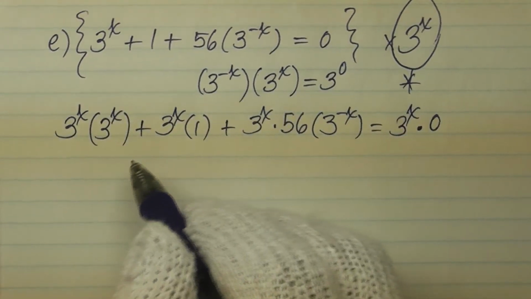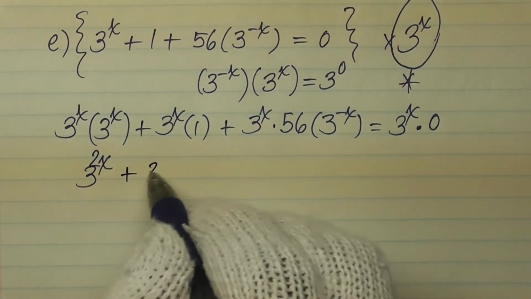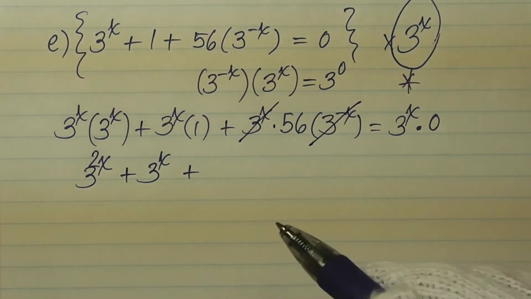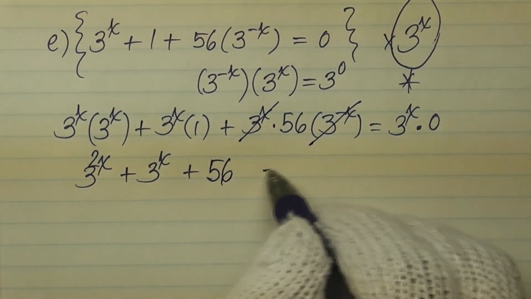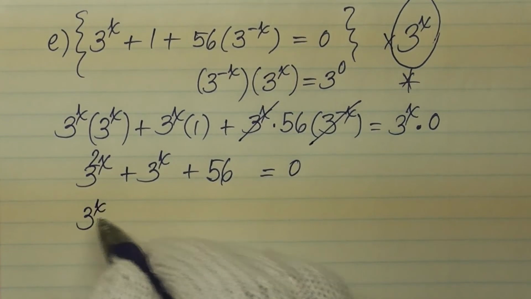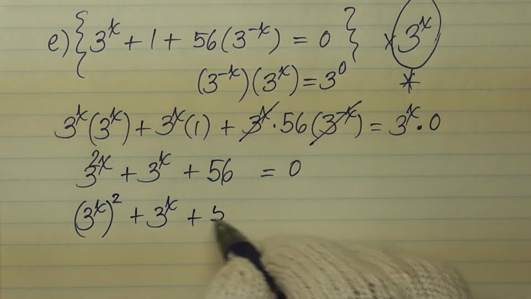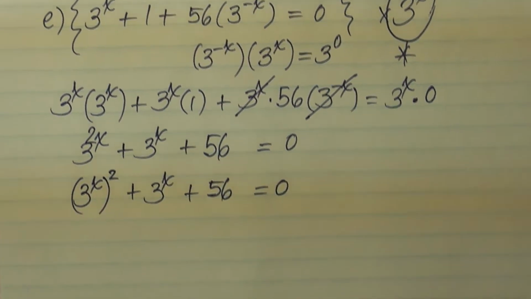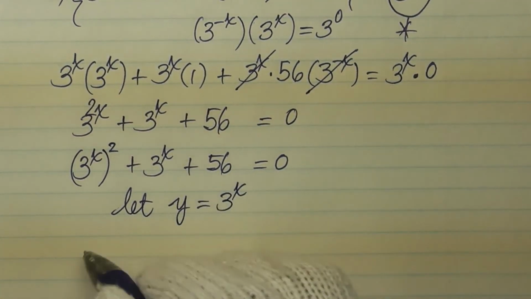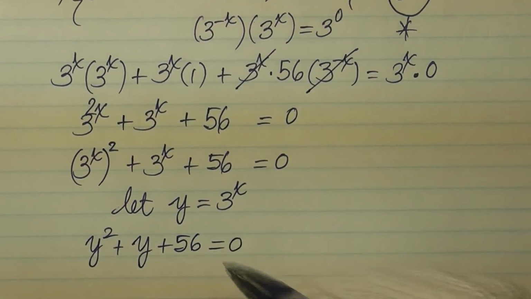3 to the x times 3 to the x is 3 to the 2x plus 3 to the x plus, this 3 to the x and this 3 to the negative x cancel. It's going to give us 56, and on this side I've got 0. Note that this is the same as 3 to the x squared, 3 to the x, if I let y equal 3 to the x, this becomes y squared plus y plus 56 equals 0.